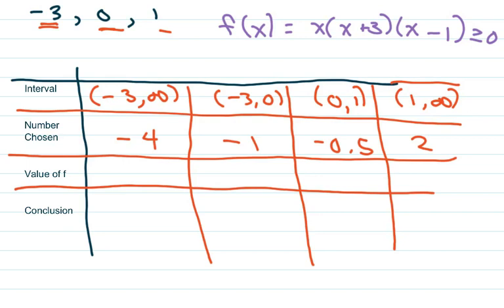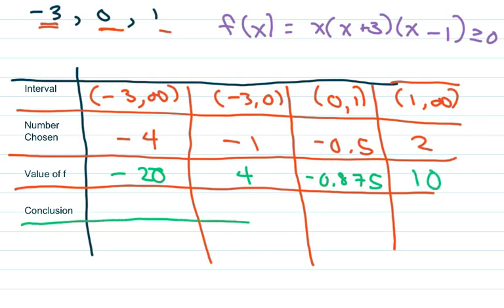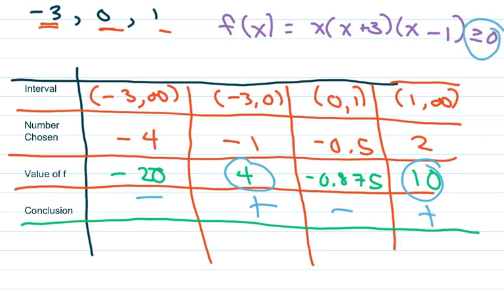So when I plug it in, I got negative 20 for negative 4, 0.875, negative 0.875, and 10. So the only two positive numbers we have are 0.875 and 10. These other two are negative, but we want positive.